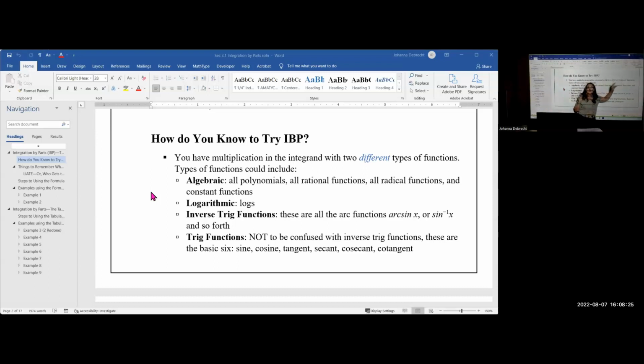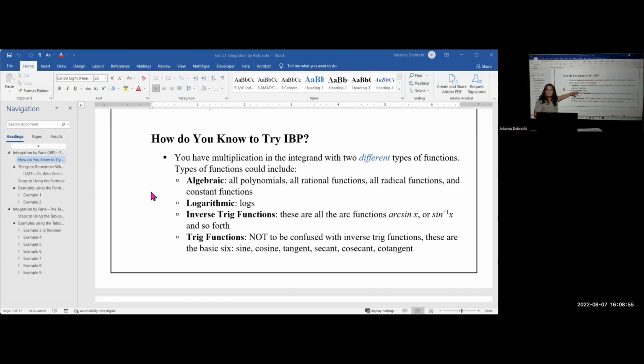And you have two different types of functions in the integrand. Now, what do I mean by types of functions? I'm talking about the major classes of functions. So we have algebraic functions, which includes all the polynomials, the rational functions, all the ones with radicals and x underneath, and of course, the boring constant functions, right? Your horizontal line, y equal 2. It's technically an algebraic function. It's just super boring, all right?